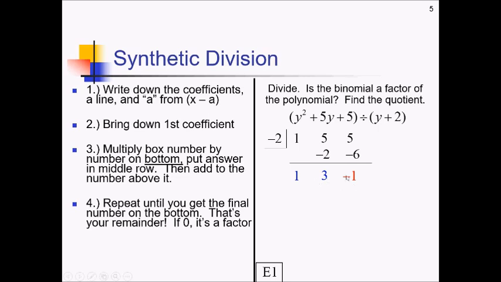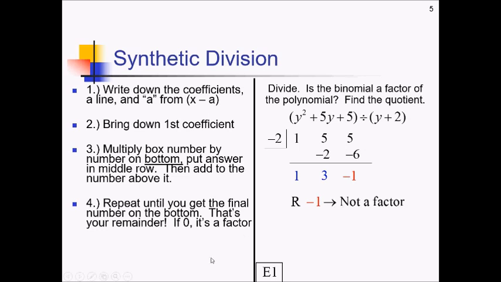Okay, so you've gotten to the end, you've run out of numbers, now what? So that last number, that's your remainder. And so we can say remainder, negative 1. Now if that number is 0, you just found a factor. y plus 2 would be considered a factor. If the number's not 0, then y plus 2 is not a factor. Since negative 1 is not 0, we can say y plus 2 is not a factor of this polynomial. We can't split this up into y plus 2 times something.